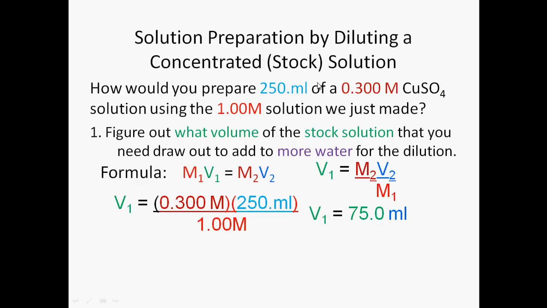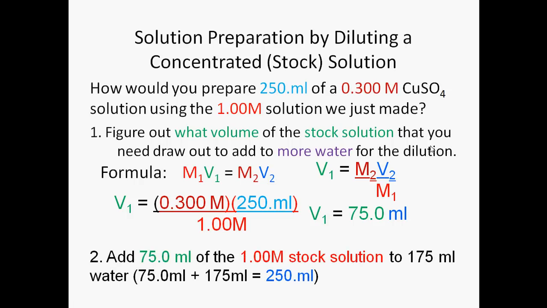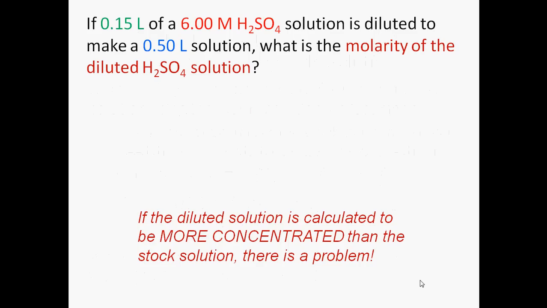So of the 250 milliliters of my new dilute solution, 75 of them are going to come from the concentrated solution, and the remaining amount to hit that 250 milliliters is just going to be water, which we're using to dilute it down. Okay. So what this means then is that to make this solution, we need to start with 75 milliliters of our stock solution, and then we add the remaining 175 milliliters necessary to get up to 250 milliliters. And that's it. Let's try one more example like this, where we're diluting a concentrated solution.